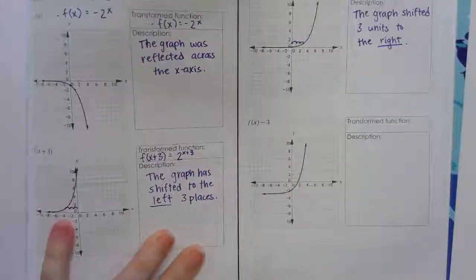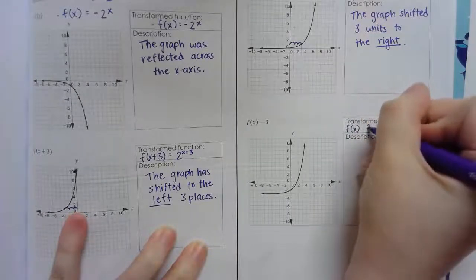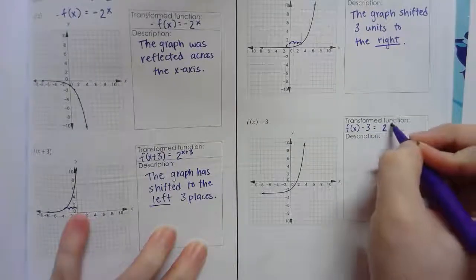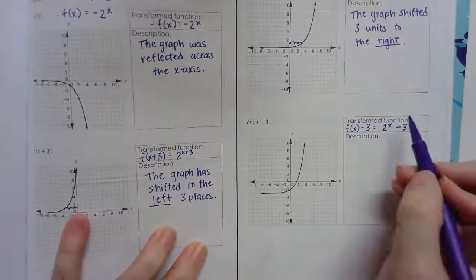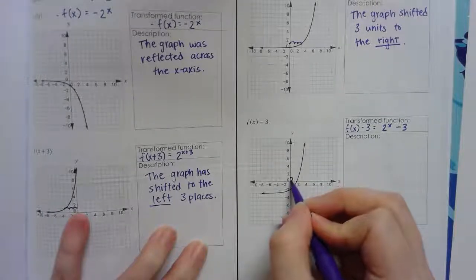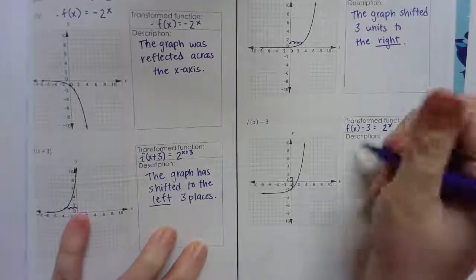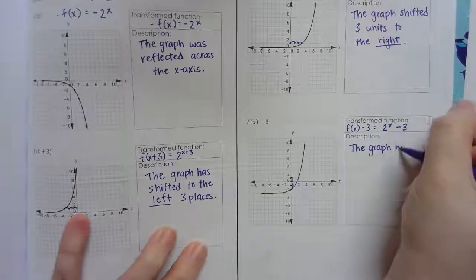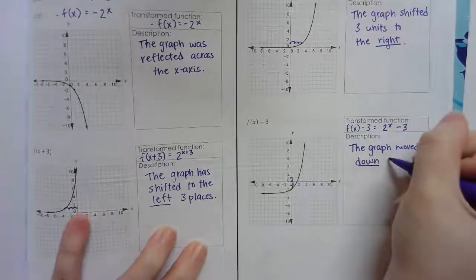So then f of x minus 3, this time you have the f of x separately and then the minus 3 out to the side. It's not in parentheses. So that means I have 2 to the x and then minus 3 separately. So if it's out here, that actually moves it up or down. So it was at 1, now it's at 1, 2, 3. So that would be 2 to the x minus 3. So the graph moved down 3 units.